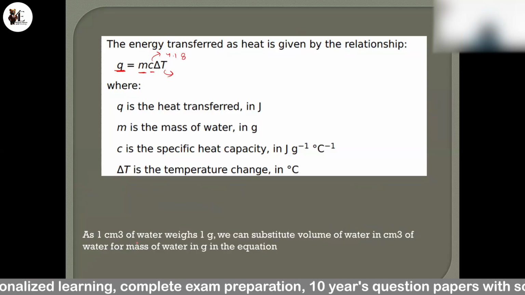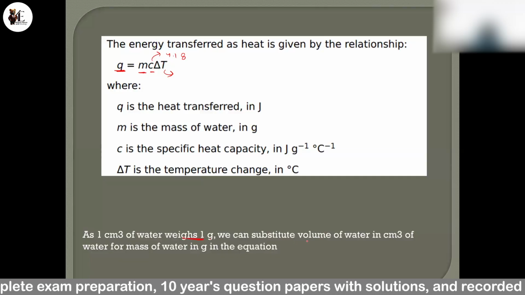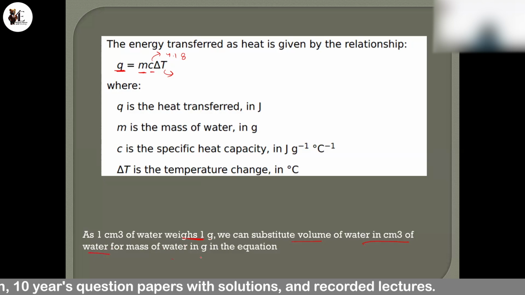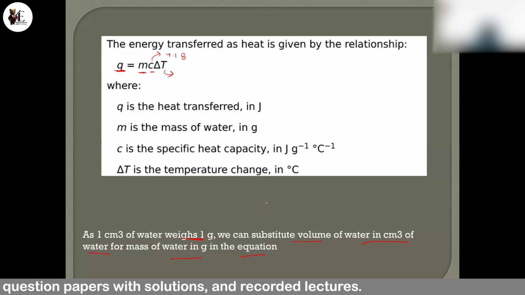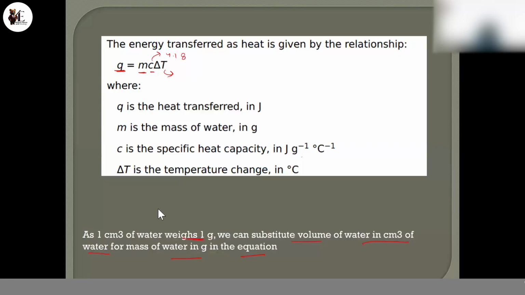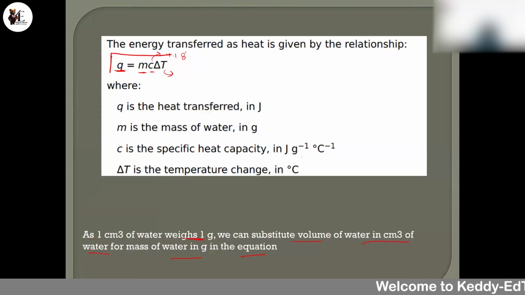1 centimeter cube of water weighs 1 gram, that's why the density is 1. We can substitute the volume of water in centimeter cube for the mass of water in gram in this formula, because the density of water is 1. So write it down. The formula is important. You have to calculate the energy transfer. All the values are given to you, so you can easily substitute and answer.